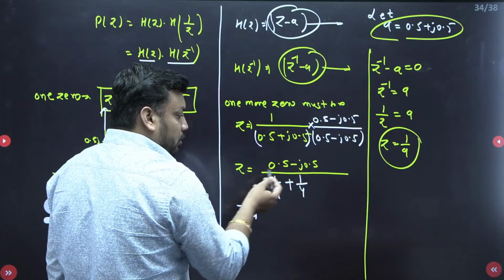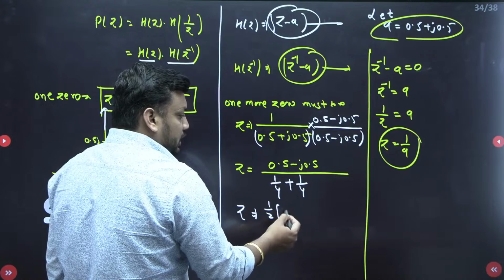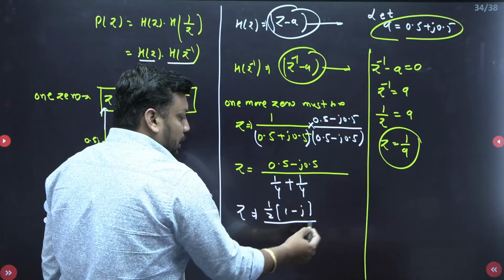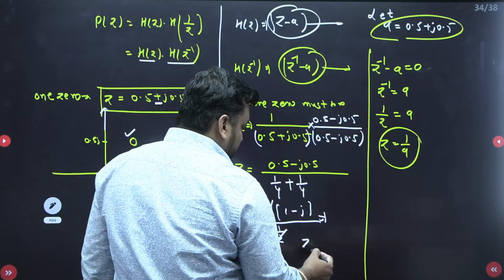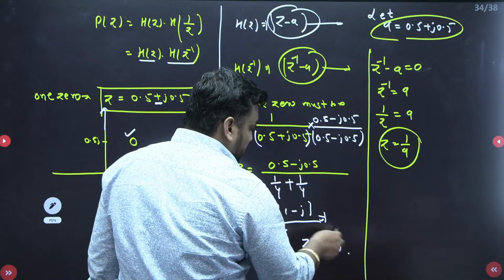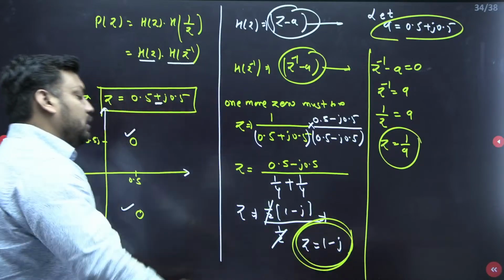And from the numerator also you can take common half. So inside the bracket you will get 1 minus j, upon you will get 1 by 2. 1 by 2 gets cancelled. So ultimately your z value is nothing but 1 minus j.